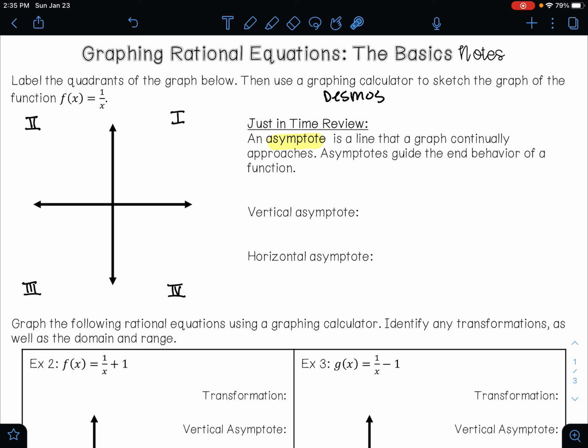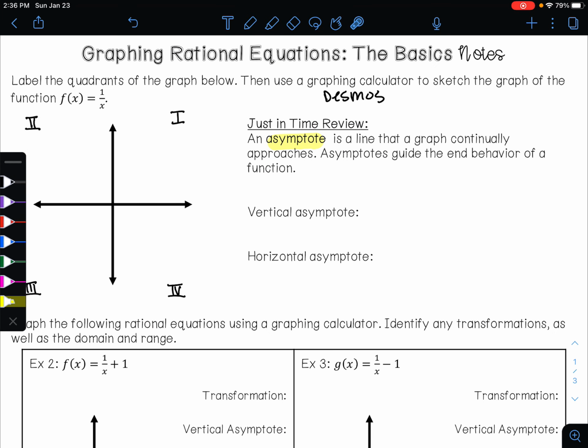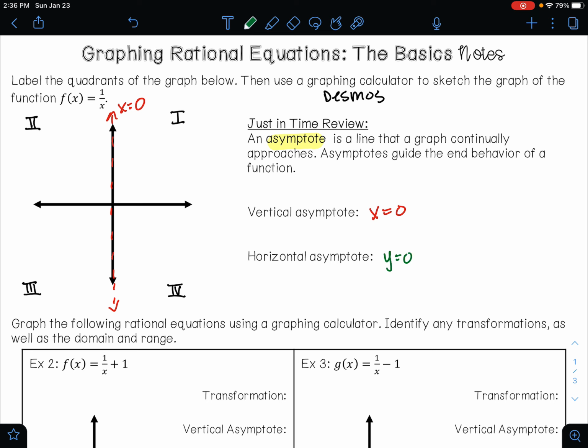So our vertical asymptote, let me grab my colors. Our vertical asymptote was where x equals 0, and so that is our y-axis. So that's right here, x equals 0. And our horizontal asymptote was y equals 0, and that is our x-axis. So remember, horizontal goes left to right, and vertical goes up or down.